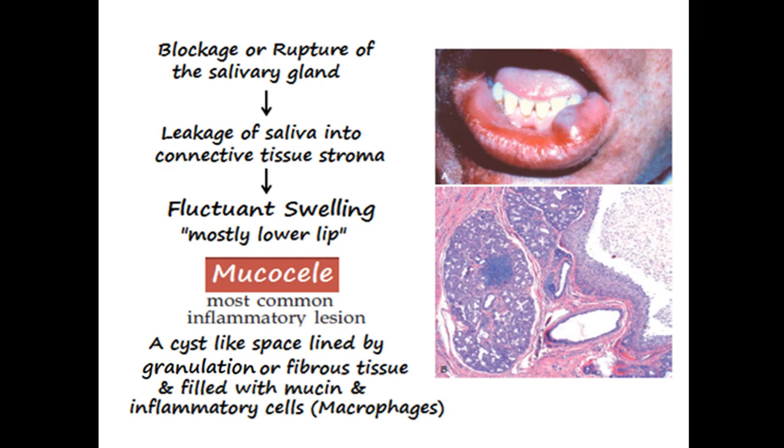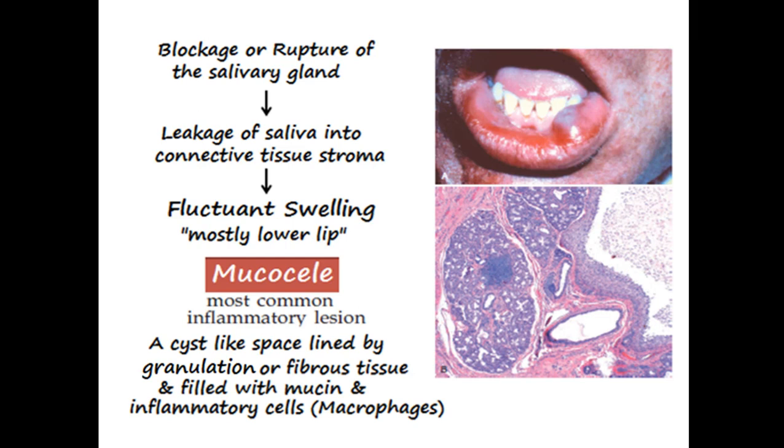Now, the mucocele is a cyst-like space which histologically we can see, which is lined by granulation or fibrous tissue. In its acute form, it may be lined by granulation tissue, or in its chronic form, it may be lined by fibrous tissue. And it is filled with mucin. We may also see inflammatory cells. In acute conditions, there may be neutrophils, and in chronic conditions, there may be mononuclear cells, plasma cells, macrophages, and other chronic inflammatory cells.